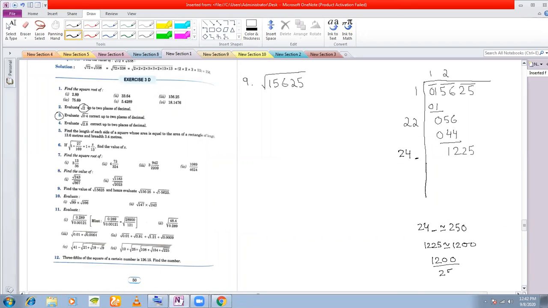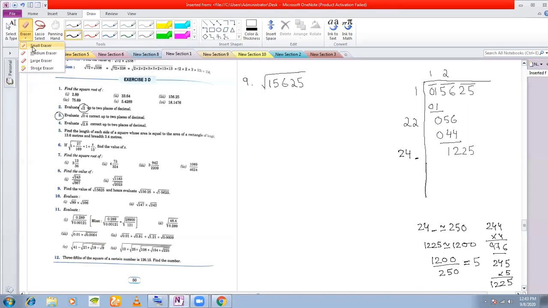1200 by 250 is what? It'll give you a quotient of 5. So what we try here is we try 4, 5 and 6. So you try 244 into 4. So you get 17,976, which is less than 1225. So what you try is you try 245 into 5. You exactly get 1225.